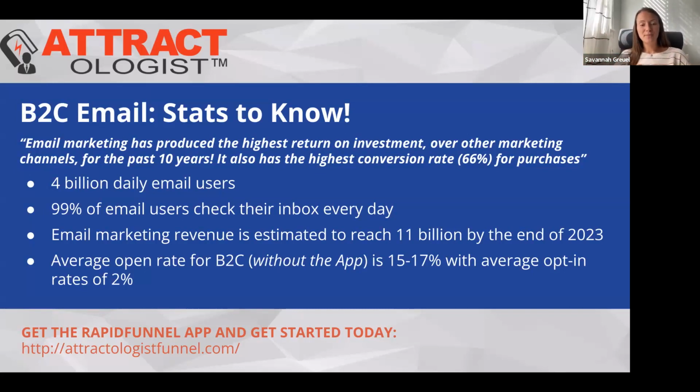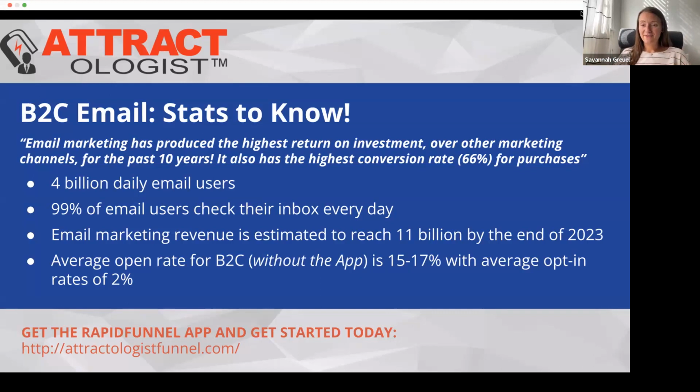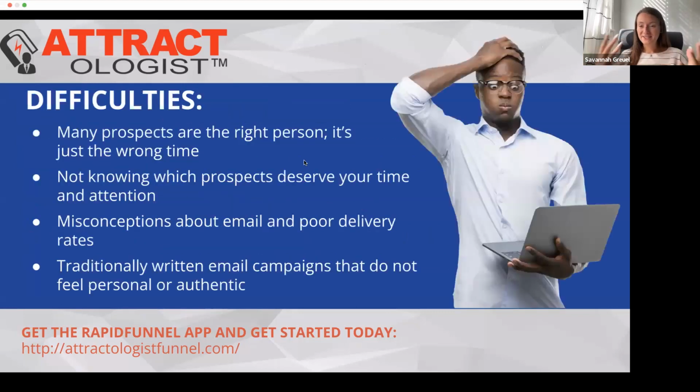And then the average open rate, this is what we have to change. The average open rate for the B2C email market is 15 to 17%, with an average opt-in of 2%. So that's a lot of work for very little engagement, but we can change that. Especially with the app, we blow this out of the water. We've dramatically increased those statistics to work in our favor.